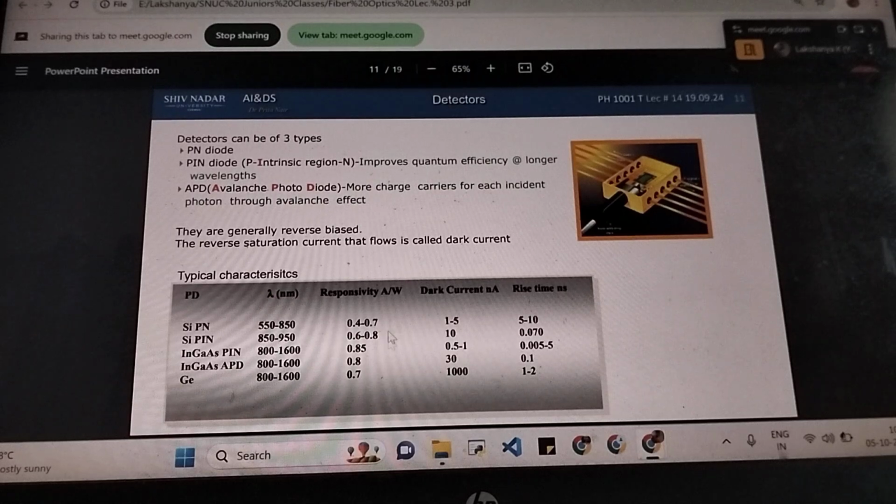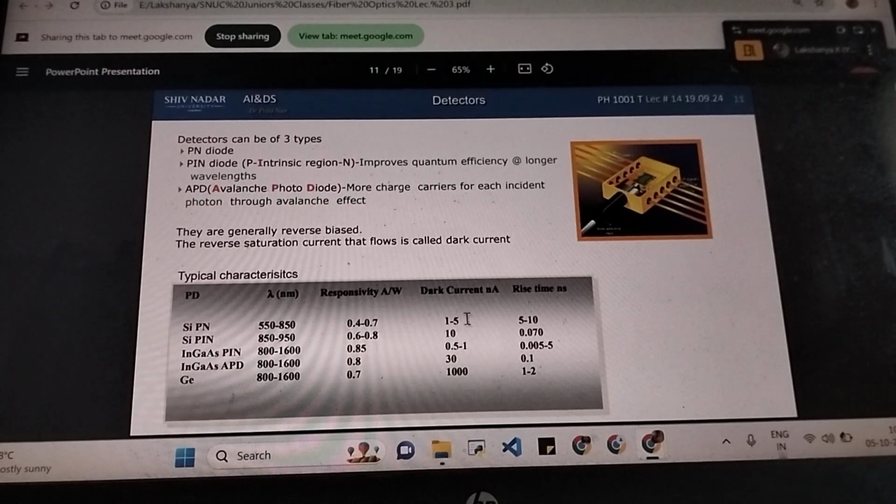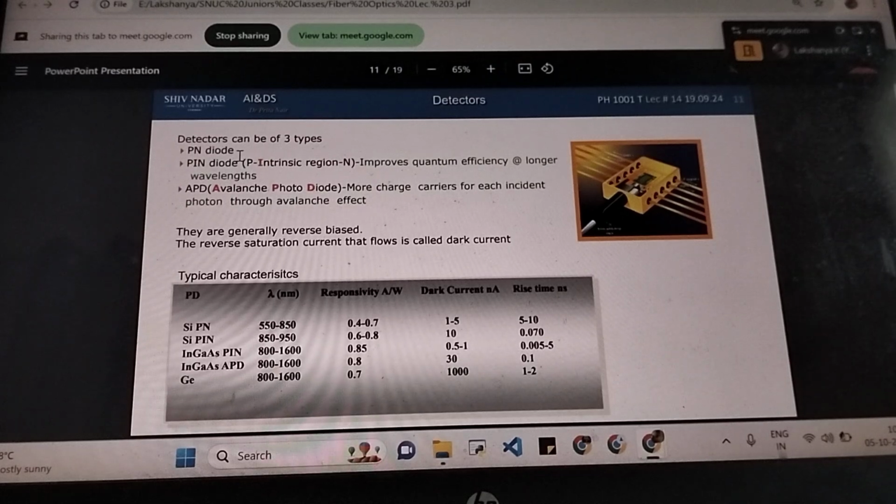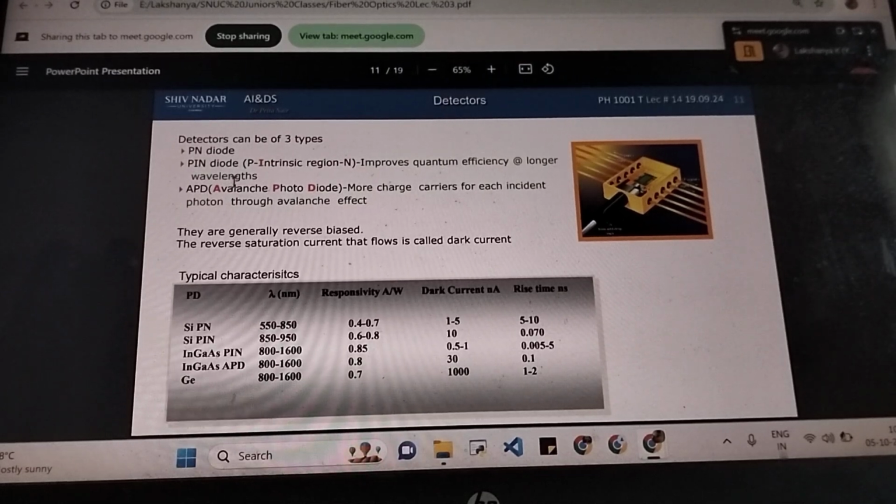So these values I would recommend you to learn if possible, and even if not, remember the idea of PIN diode, PIN and APD.